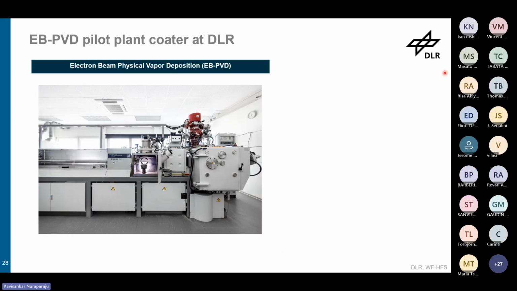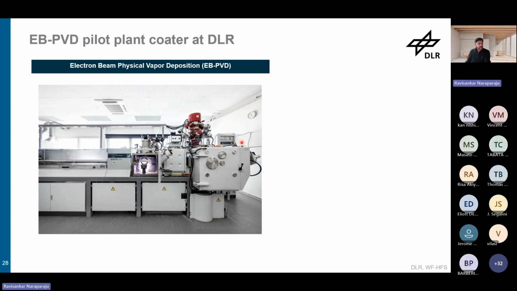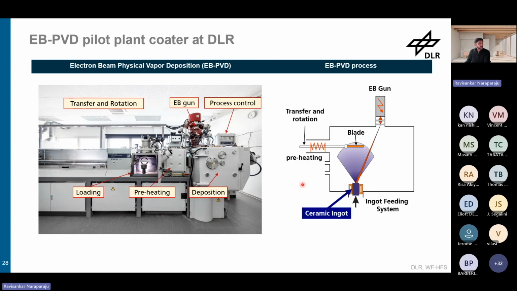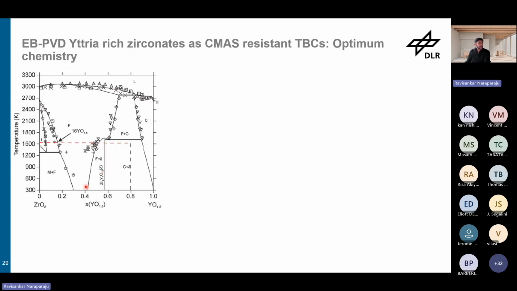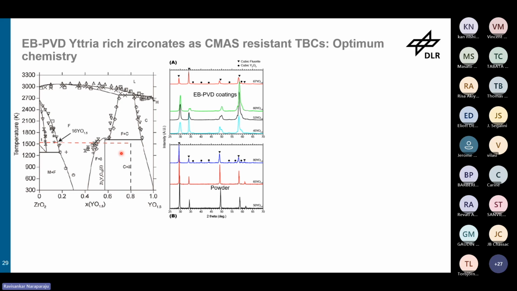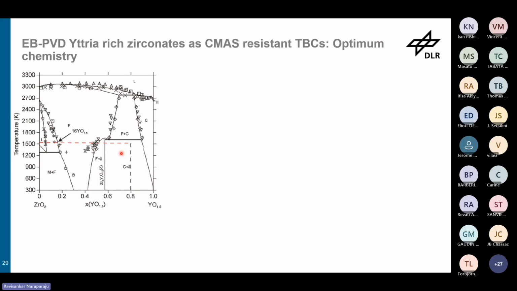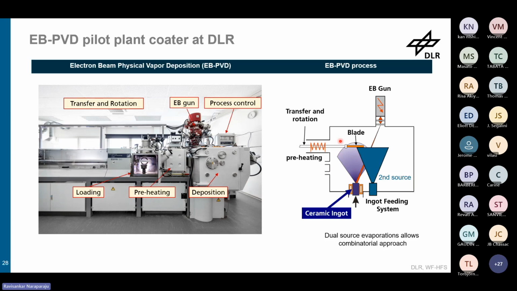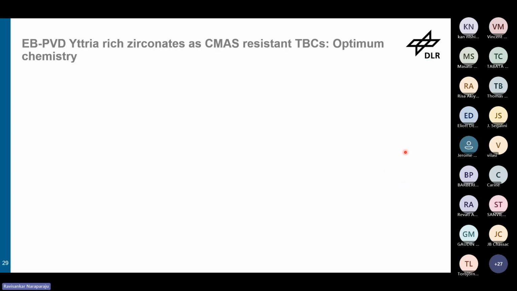So the thing is, we have an EBPVD system where we can have basically 2 ingot materials. So for example, we can use 2 ingots, and then we can develop any kind of chemistry in one single run. That's where we have understood these yttria-rich systems, which are basically cubic yttria. If we put samples here, we could really get a gradient in the yttrium oxide concentrations.